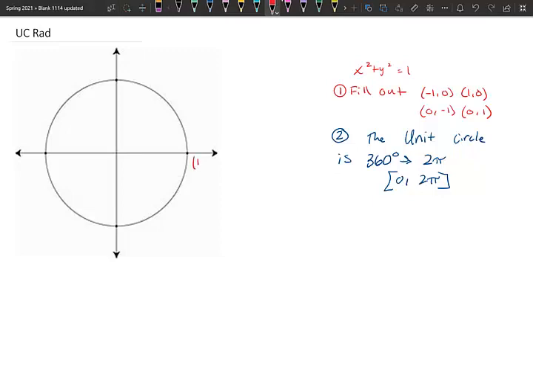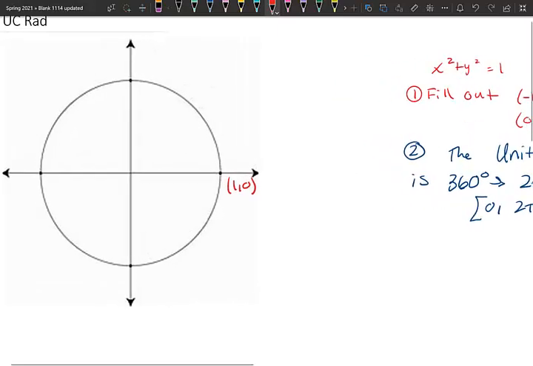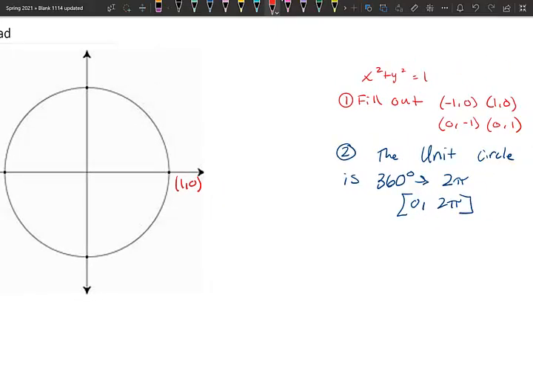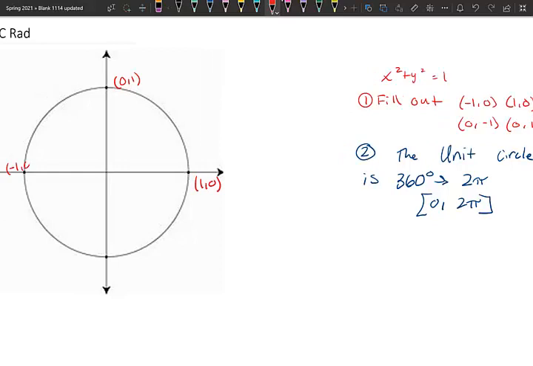So here we have 1, 0, then we have 0, -1, 0, 1, then we have -1, 0, and then 0, -1. So that's the first thing you should do.